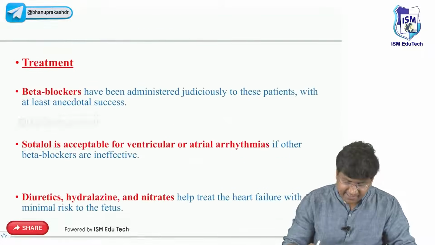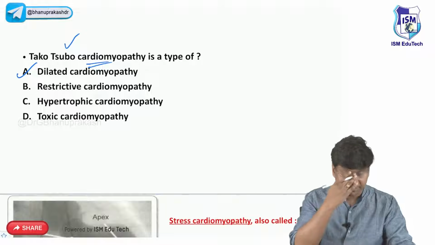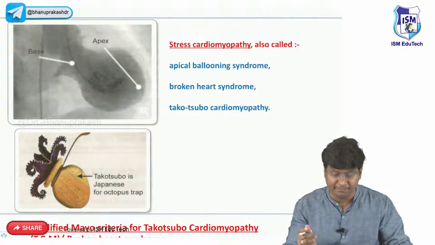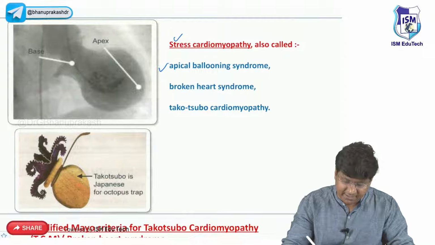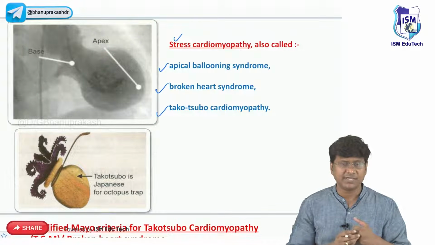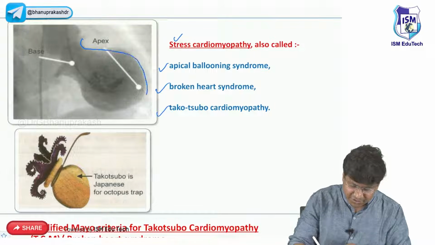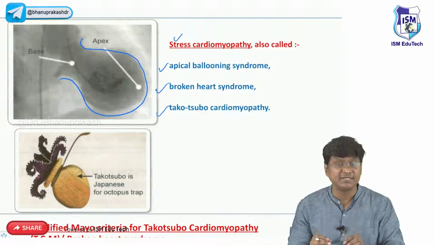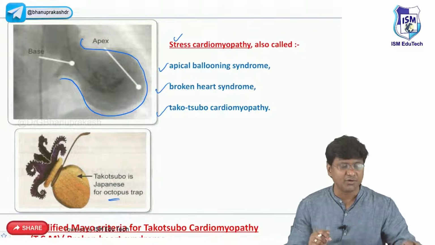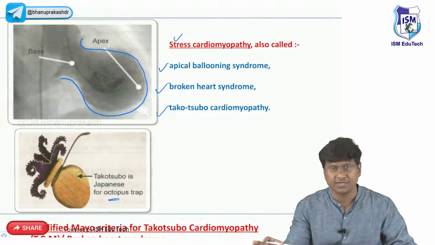Okay, right. And another important form of dilated cardiomyopathy is the Takotsubo cardiomyopathy, right? This Takotsubo cardiomyopathy we give by many other names: stress cardiomyopathy, apical ballooning syndrome, broken heart syndrome, as well as Takotsubo cardiomyopathy. So why is this name given? Because the apex of the heart which is ballooned out looks similar to an object used in Japan to catch the octopus. And what is that object? That is your Takotsubo. That is the reason why it is called Takotsubo cardiomyopathy.